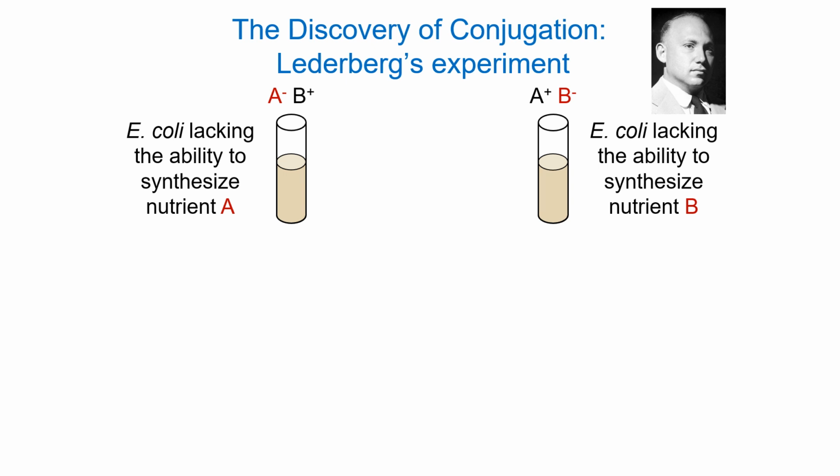Now, if we were to explain the genetics of this, we would say that the first one is A negative, so the gene that's responsible for making the enzyme or whatever it is that's needed to make A is non-functional. Negative means non-functional, and the plus tells us that the genes that are needed to make that second nutrient are functional.